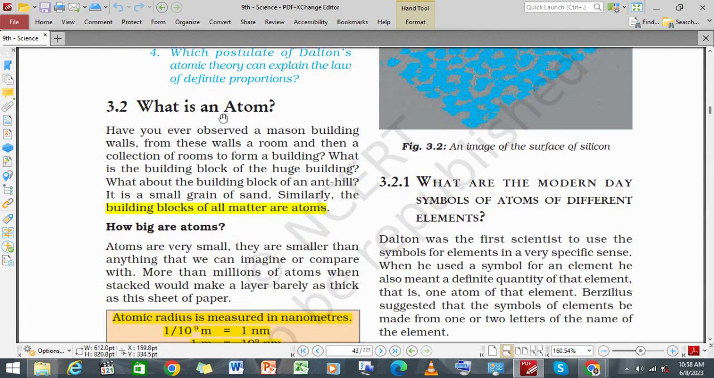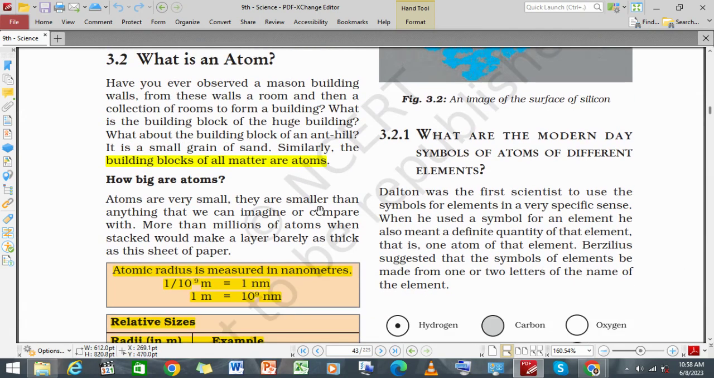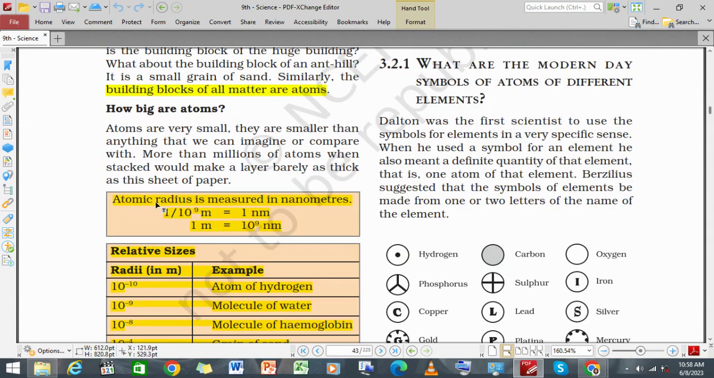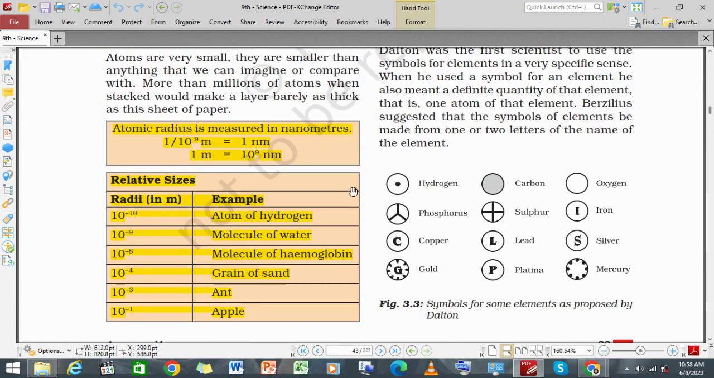Alright. And what is an atom? Atom is like a building block; all matter is made of atoms. Alright. Atomic radius is measured in nanometers. That is, 1 by 10 to the power 9 meters equals 1 nanometer. That is, 1 meter is equal to 10 to the power 9 nanometers. I hope we all remember it correctly. 1 meter is equal to 10 to the power 9 nanometers.